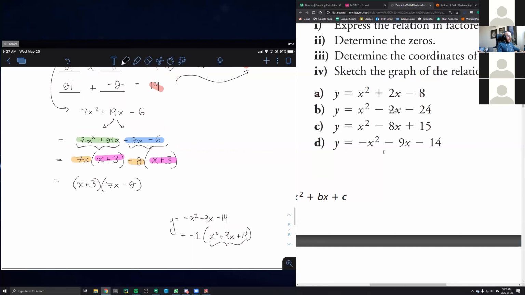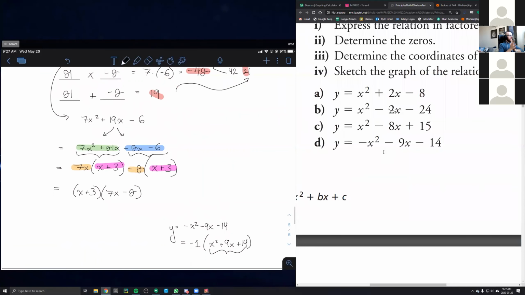Okay, that was factoring. It's quite a lot. I think I mentioned this yesterday, but factoring is probably the most important concept that you learn in grade 10 math.